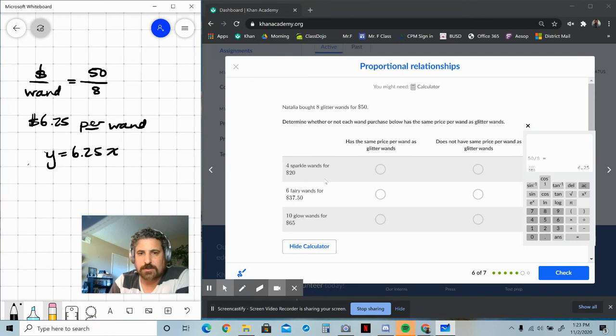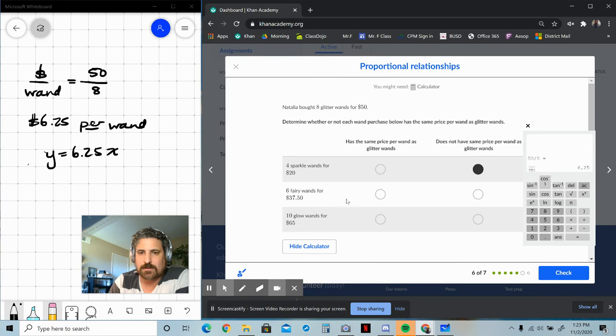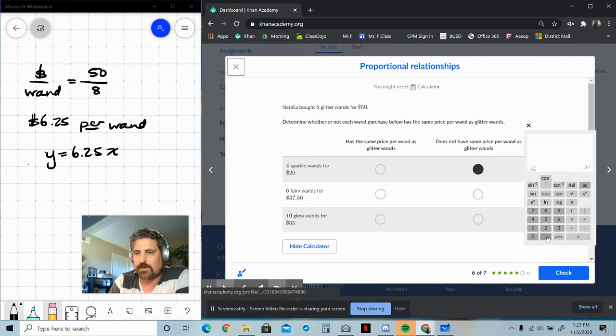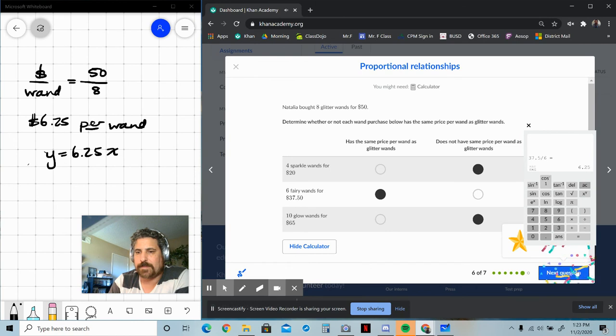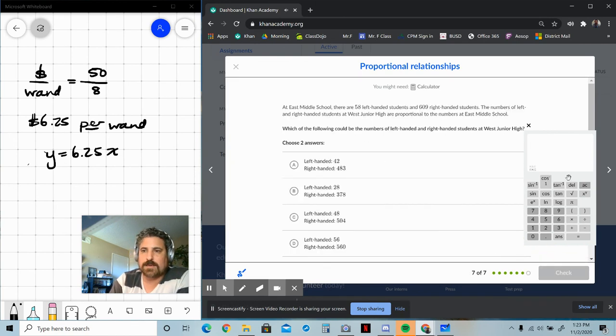So we're looking at price per wand. 20 divided by 4 is 5. That's a no. 37.5 divided by 6. Let's just check it out. 37.5 divided by 6, that's 6.25. Bada bing, bada boom. And 65.5 divided by 10 is 6.55. So that's not going to work. So that's a no. All right, let's do the next one.